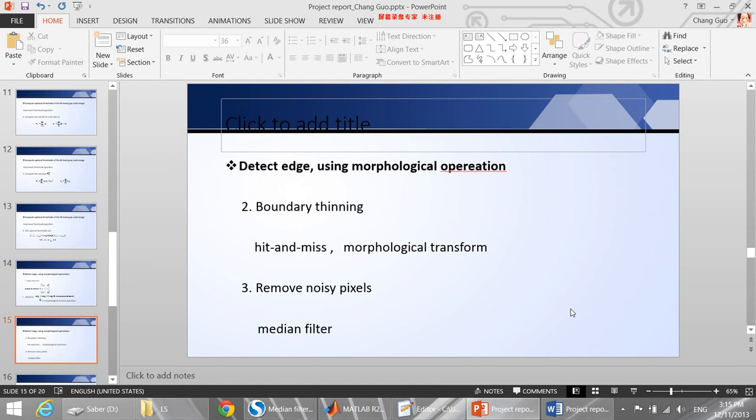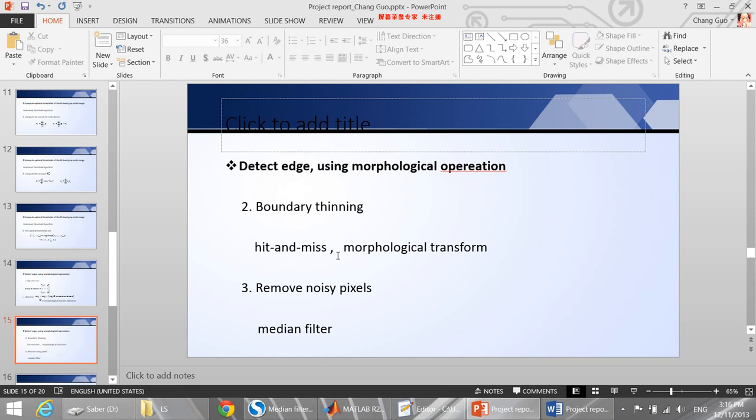Then we do boundary thinning and remove the noisy pixels. The result of the last edge detection step is a boundary extracted image, which can be 2 or more pixels thick. It needs to be thinner. Here we can use hit and miss transform or morphological transform to get extra pixels in each detection.